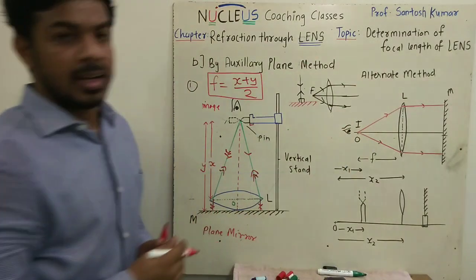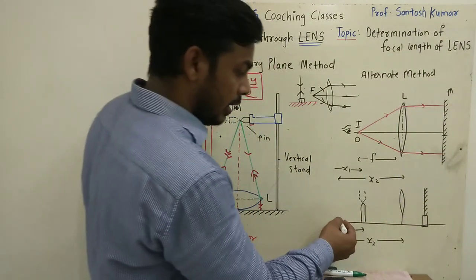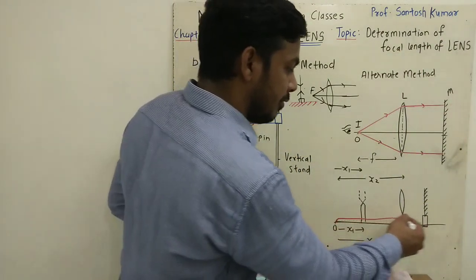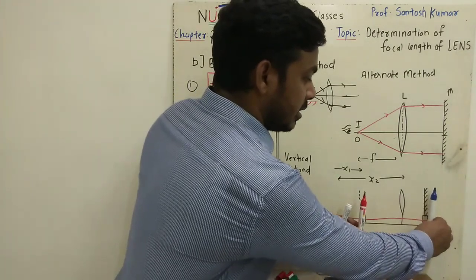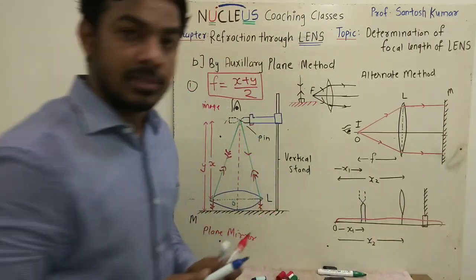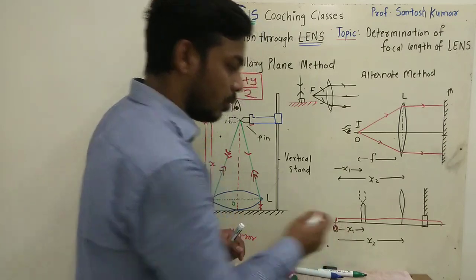We have got an alternate method where we have a plane mirror. So I will show you that this is a stand, this is a rail where we have mounted some vertical stands. So this is a stand, this is the stand, this is the stand, and this is the meter rule where the marking is 0.